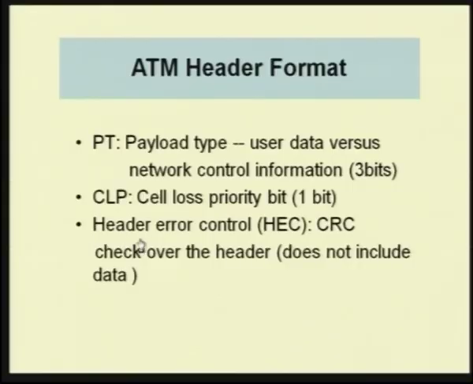Then we have a very important field, the header error control field. This is a CRC check over the header. Remember, this does not include the data. Just for the header part, we have a CRC check to make sure that your header is intact. It is very important that at the high rates of data transfer, any errors in the header, which can cause total damage to the transmission, are identified immediately. So, we have a header error control field which is a CRC check over the header.